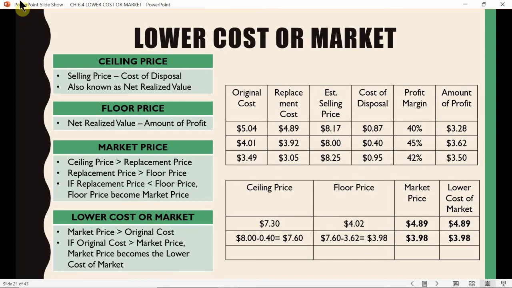The selling price minus the cost of disposal is $7.30. And then $7.30 minus the profit amount, which is $3.50. So 730 minus 350, I get $3.80. Oh, you got $3.80. Okay, yes, good. So $3.80. Now we need to figure out what is the market price.